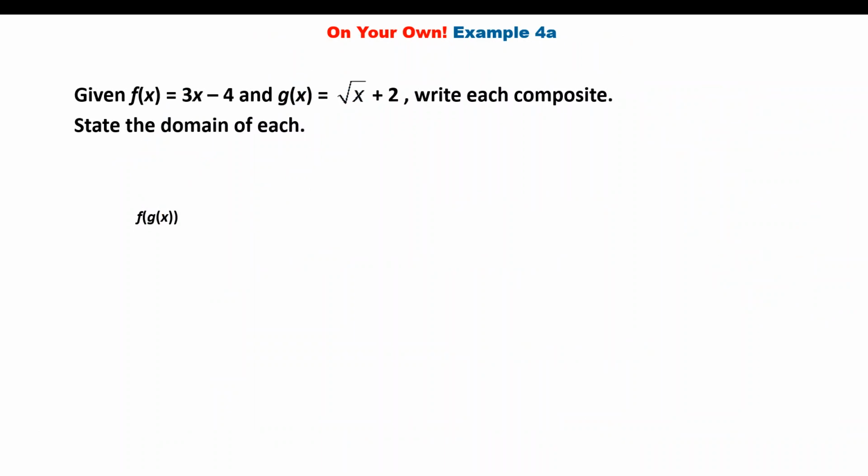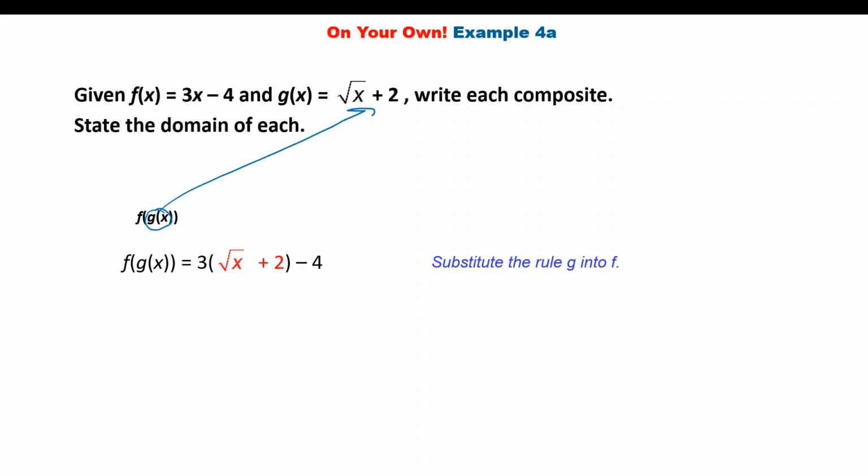All right, so try this one on your own. You're going to find f of g of x. So turn the video off and give it a try. Okay, so on this one, again, you should have realized that we're going to substitute rule g into f. So we're going to say, what is g of x? Well, g of x was square root of x plus 2.